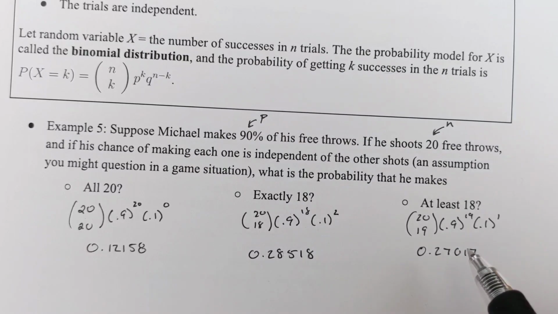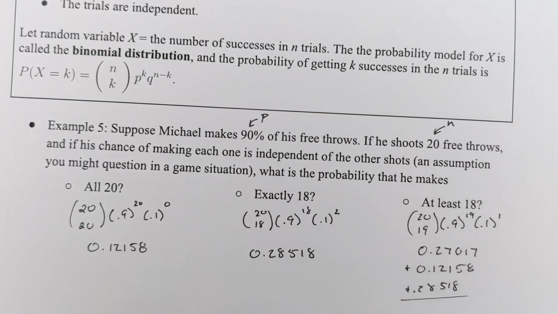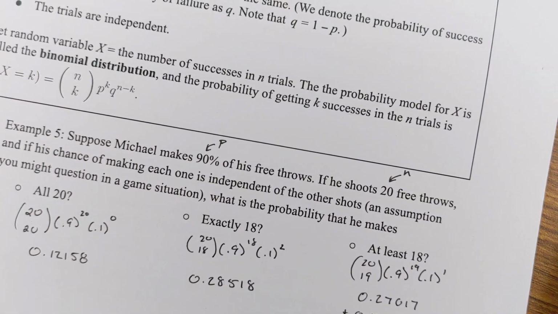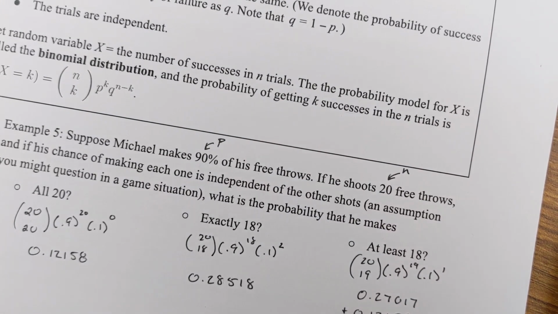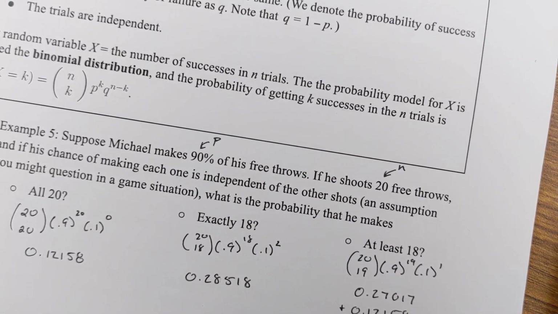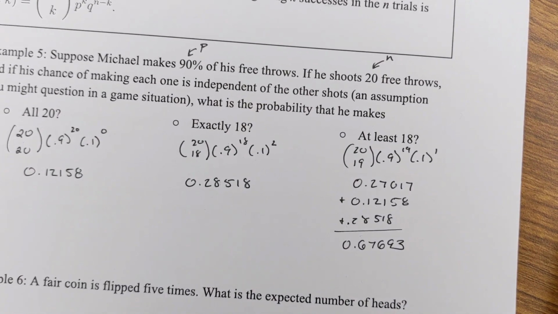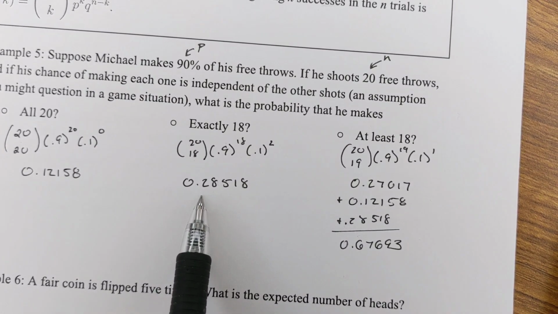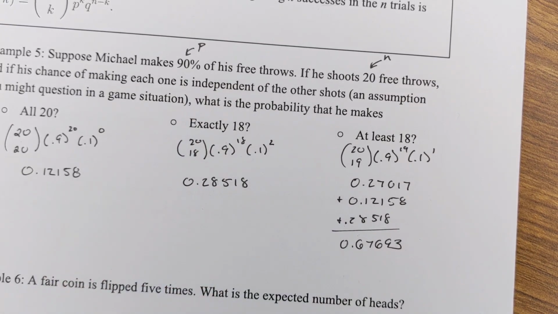So this is 0.27017. So this plus the likelihood of making 20 plus the likelihood of making 18. So let's see here, 0.27017 plus 0.12158 plus 0.28518 is 0.67693. So it's about a 68% chance of making at least 18, that is 18 or 19 or 20. He has a 29% chance of making exactly 18, and a 12% chance of making all 20, even with his 90% shooting.